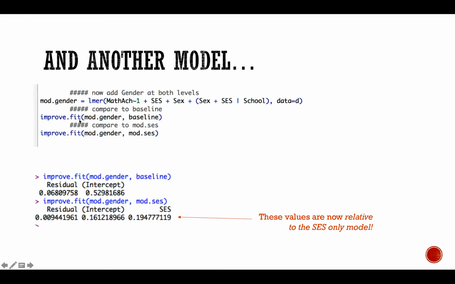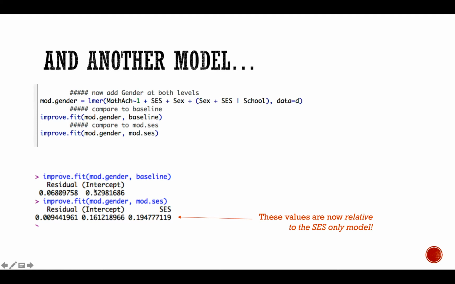So now this model comparison here is going to say, all right, what happens when we add socioeconomic status and sex, both as fixed and random effects? And how does our fit improve relative to a model with absolutely no predictors? And then here in this second one, we are looking at, all right, before we had SES, now what happens when we include gender in addition to SES? So that's comparing it to a different baseline model.